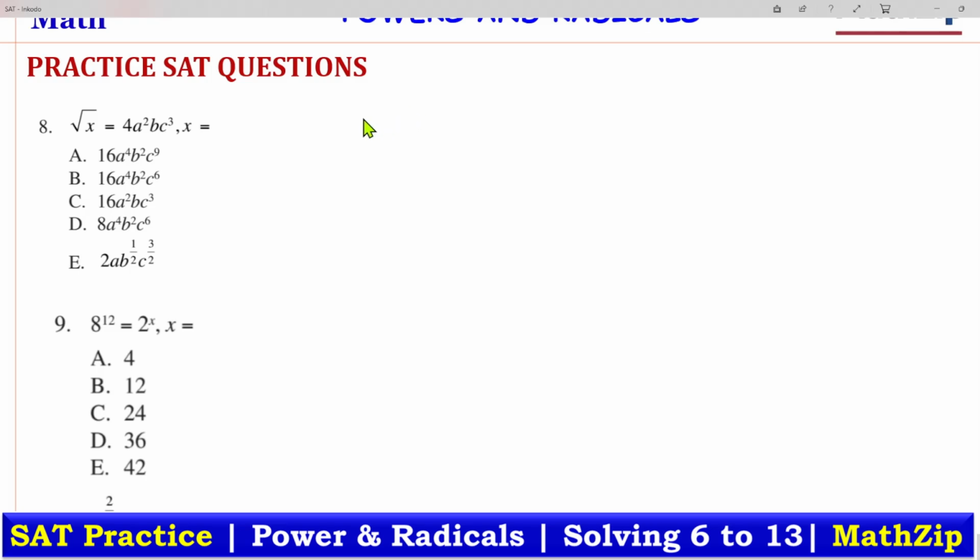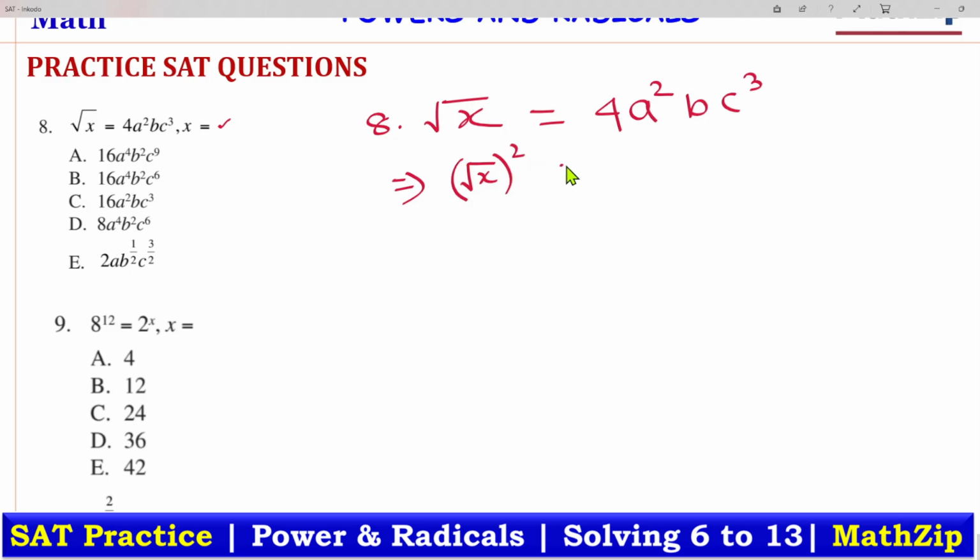Number 8, this is very interesting. Root x equals 4a squared b c to the power 3. We will find the value of x. It's a very simple thing. We can square both sides. It means root x squared equals 4a squared b c cubed, squared.